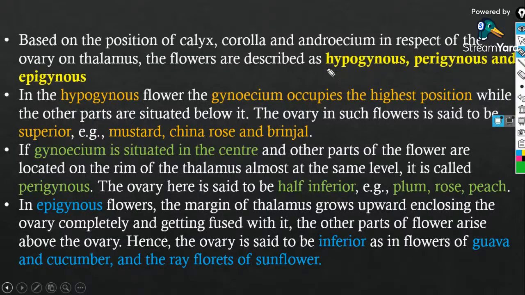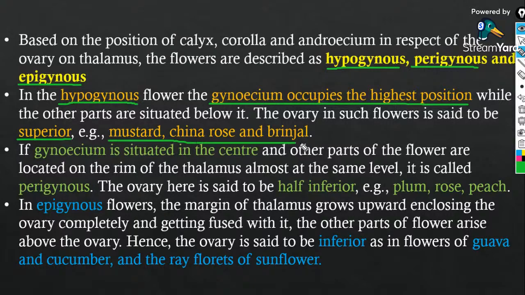Okay, so there are three positions based on the position of gynoecium with respect to the other floral whorls. The first one is hypogynous, second one is perigynous, and third one is epigynous. Hypogynous flower means the gynoecium occupies the topmost position and all other floral whorls are situated below it. The ovary is said to be a superior ovary. Example: mustard, China rose, and brinjal.